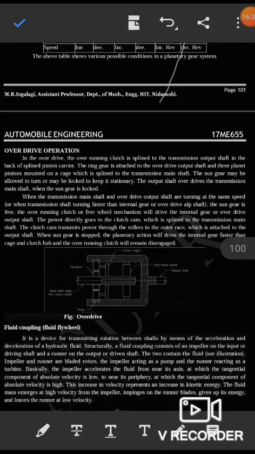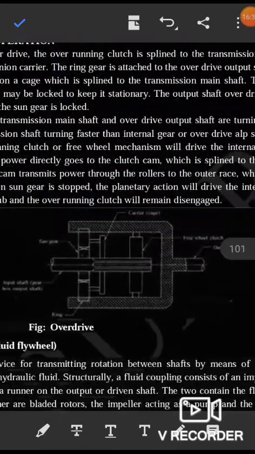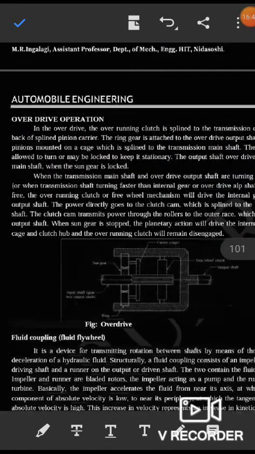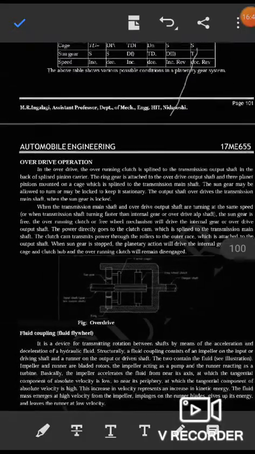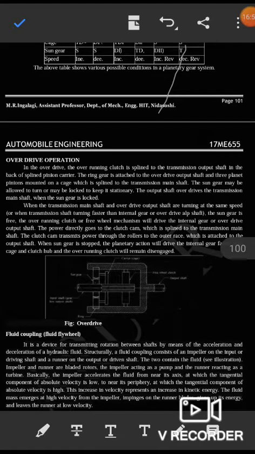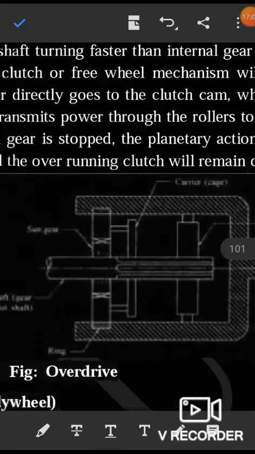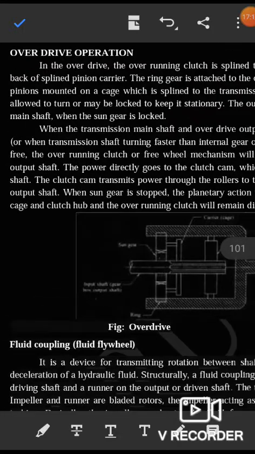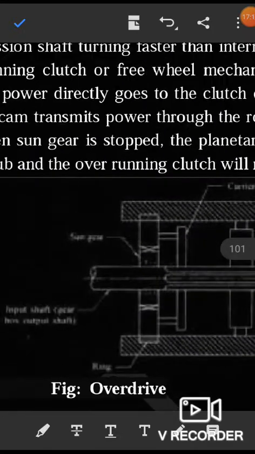Now overdrive operation. For the overdrive operation, we are having one diagram figure, that is overdrive fluid coupling or fluid flywheel. In the overdrive, the overrunning clutch is splined to the transmission output shaft in the back of the splined pinion carrier. The ring gear is attached to the overdrive output shaft. You may observe here different parts of the overdrive fluid coupling or fluid flywheel.